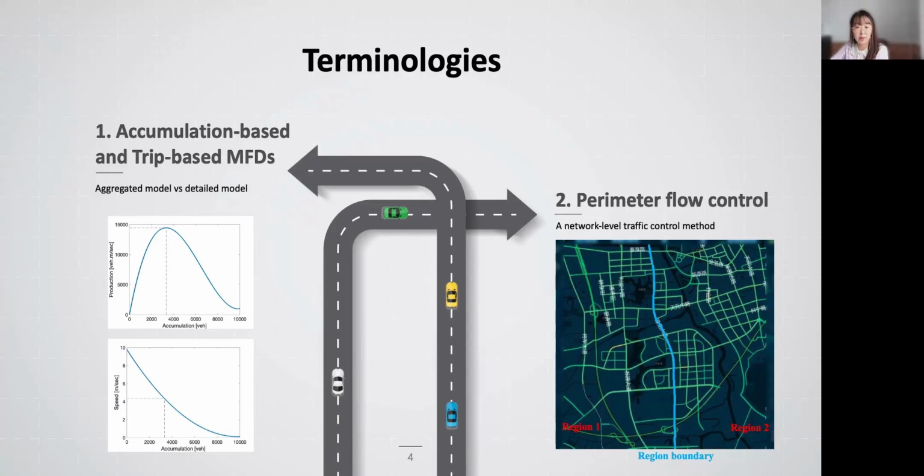Okay, let's see perimeter flow control. It's a kind of traffic control approach that is always applied on the region boundaries. As indicated in the right figure of a real urban network, the perimeter controllers are implemented between regions to manipulate the number of vehicles traveling across regions.